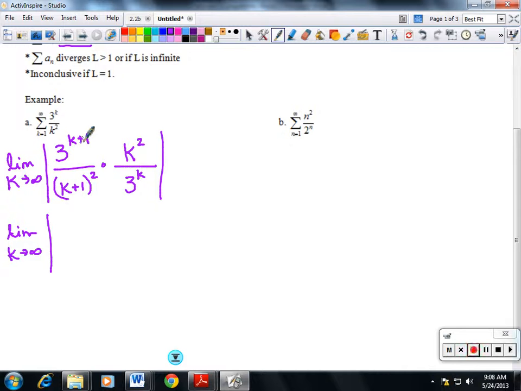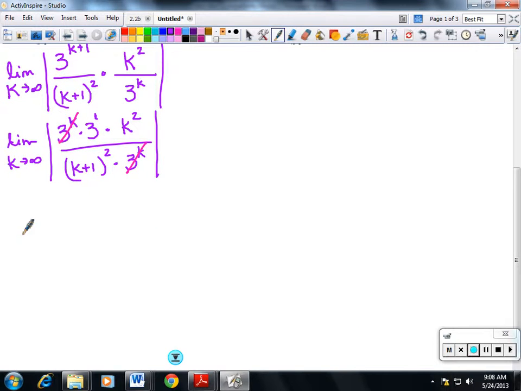If you remember your rules for exponents, when you're adding exponents, that's the same thing. I can rewrite that as 3 to the k times 3 to the 1 times k squared over k plus 1 squared times 3 to the k. I simplify anything that I can. I see that my 3 to the k's cancel out, and then it's whatever I happen to have left. Well, what I have left is the limit as k goes to infinity of 3k squared over k squared plus 2k plus 1, if I go ahead and pull that out.